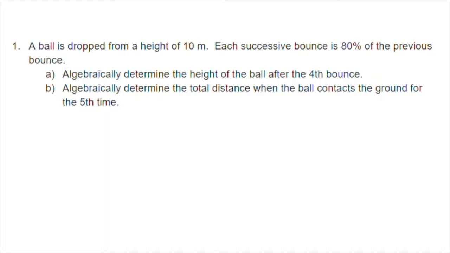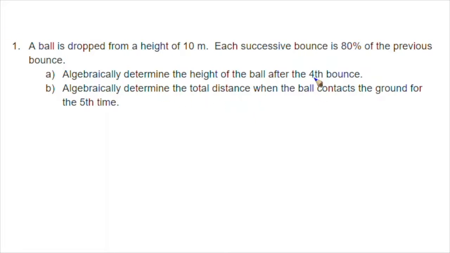Let's talk about a classic geometric series problem where we have a ball that is dropped from a height of 10 meters and each successive bounce is 80% of the previous bounce. What we're trying to find out is, algebraically determine the height of the ball after the fourth bounce, and then part B says algebraically determine the total distance when the ball contacts the ground for the first time.